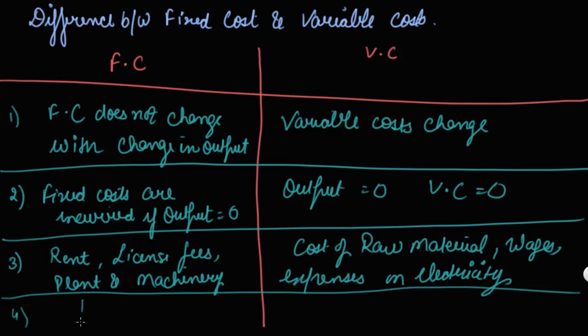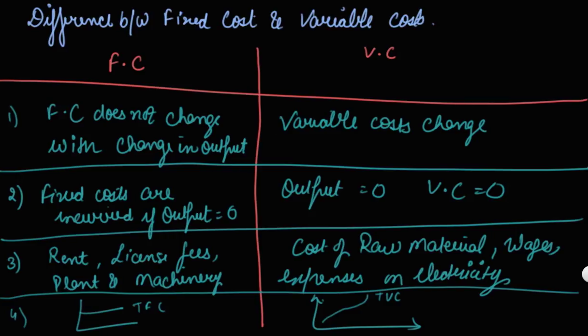You can draw the diagram that this is the total fixed cost and this is the diagram for the total variable cost, right? So this is how you can write down the difference between the fixed cost and the variable cost. I hope you have understood this completely.